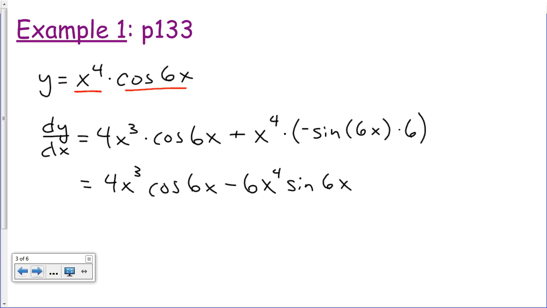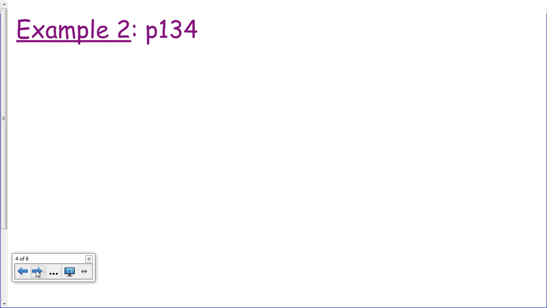All right, let's take a look at another example. Example 2. It says if y is equal to this function right here, y is equal to 3x minus 8 raised to the 7th power times 4x plus 9 raised to the 5th power. It says find y prime and simplify.